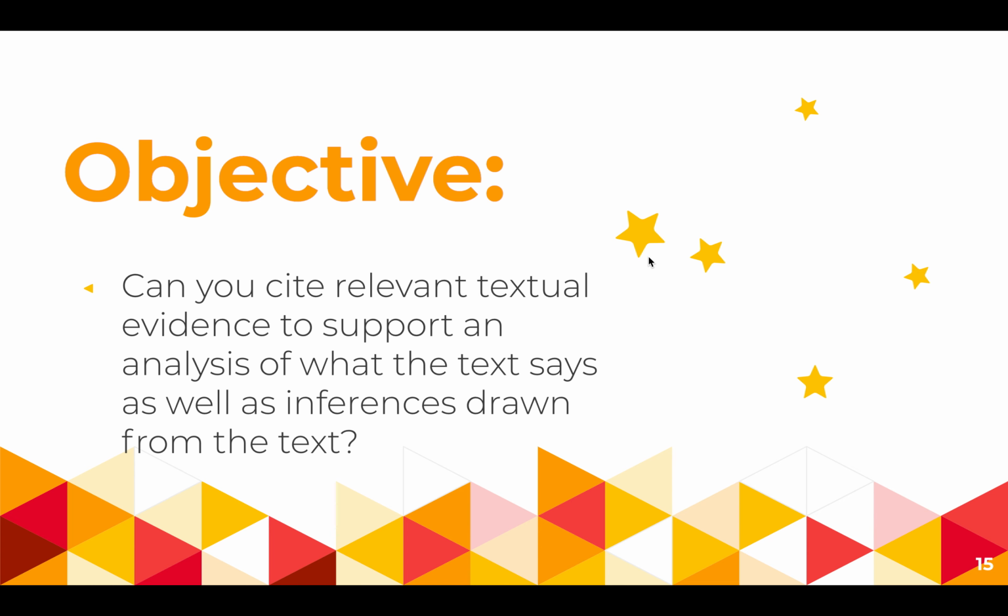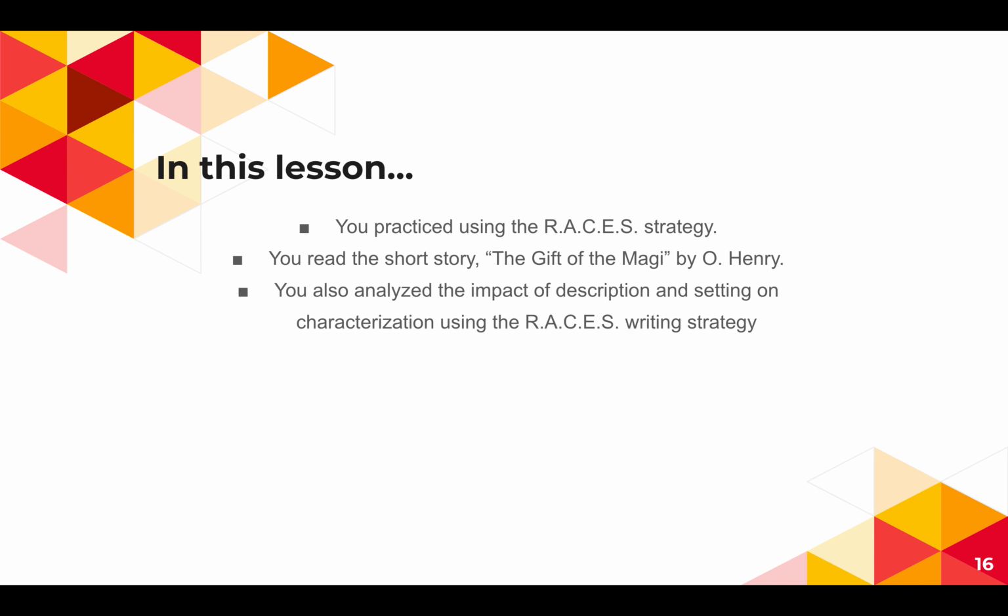Alrighty, so let's revisit that objective. Can you cite relevant textual evidence to support an analysis of what the text says, as well as inferences drawn from the text? If you are able to accurately cite evidence and explain it to support your answer of that last question, then chances are you can answer yes to this objective. So in this lesson, you practiced using the RACES strategy. You also read the short story, The Gift of the Magi by O. Henry, and you analyzed the impact of description and setting on characterization using the RACES writing strategy.